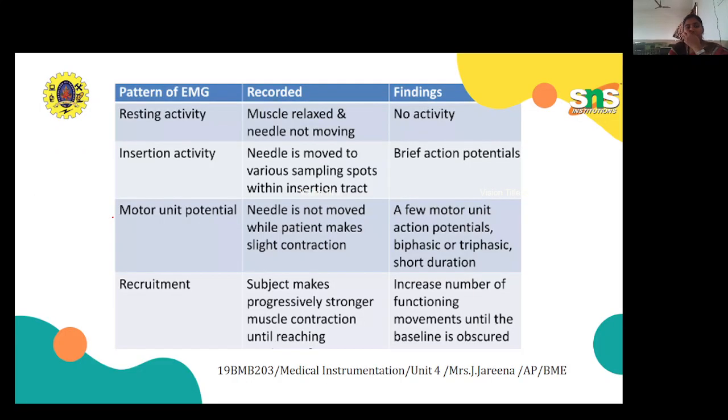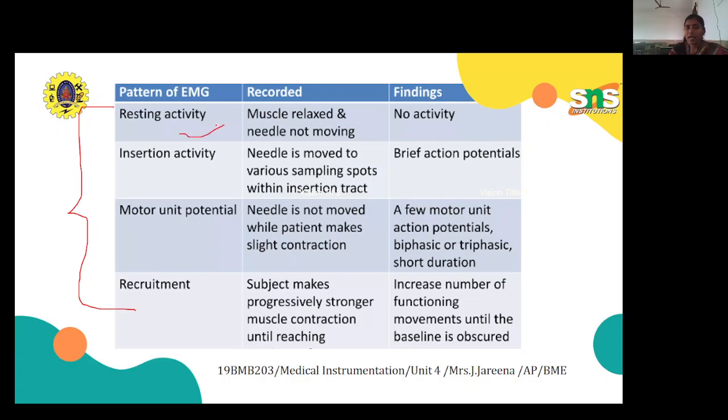Okay, next we will see the patterns of EMG. As of now we have discussed what EMG is, and then we discussed the equipment aspect, and now we are at the patterns of EMG. What are the different patterns we can notice when we are measuring EMG? These are the four main activities or patterns we can see in EMG. One is the resting activity.